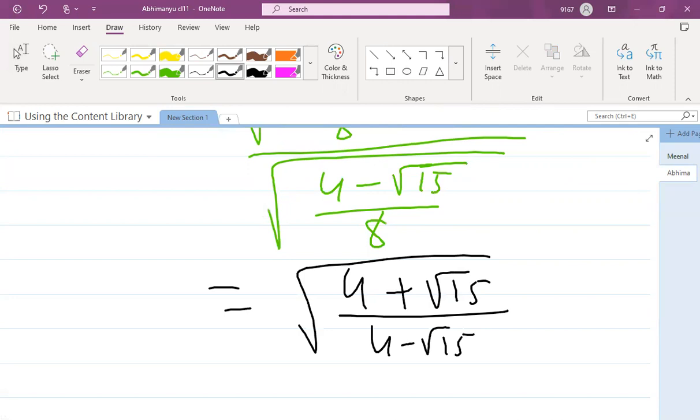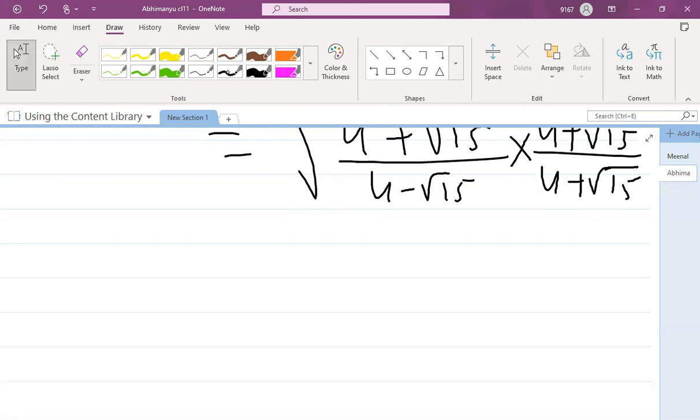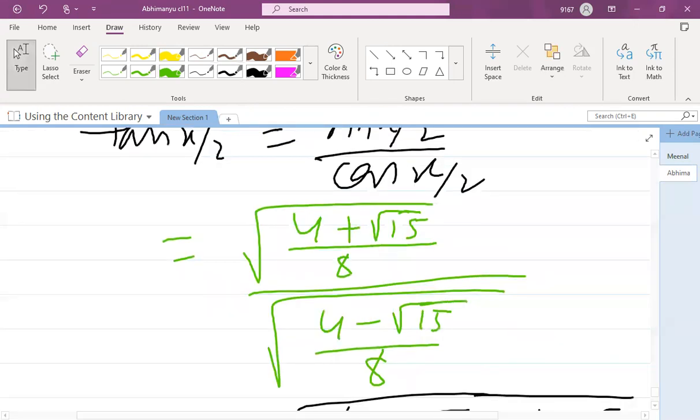We can rationalize it. This will actually be 4 plus root 15 whole square upon 16 minus 15, 1. So this will be the answer, tan x by 2. Okay. In answer 10, the values might differ over here.